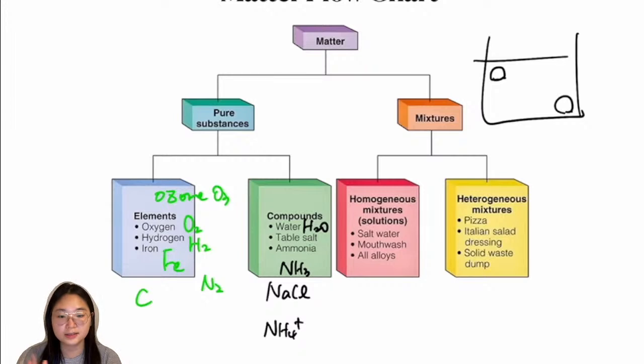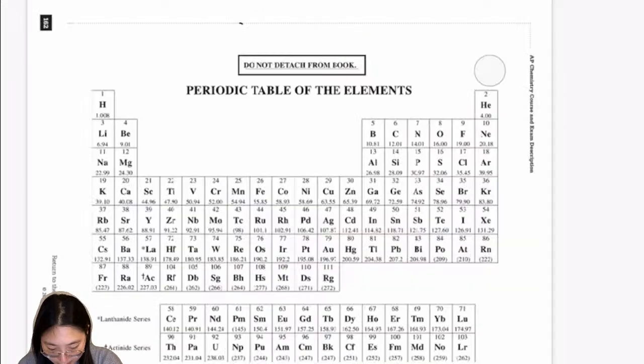Okay, next is a heterogeneous mixture. Contrary to homogeneous, heterogeneous means two or more pure substances are mixed, but not evenly or not thoroughly. So a lot of the mixtures are heterogeneous.